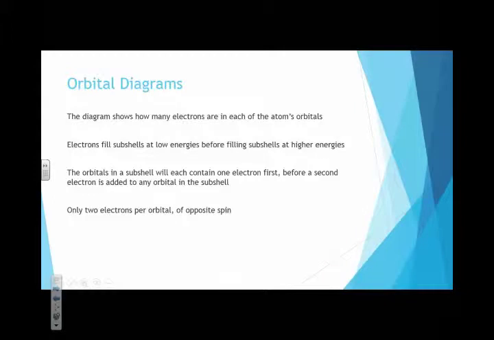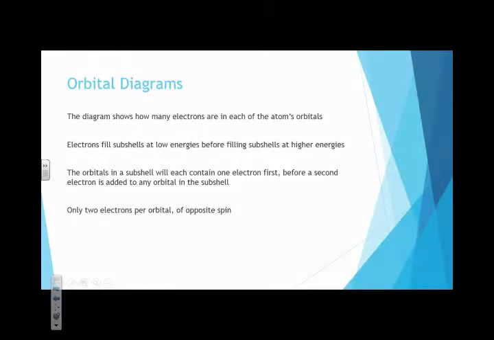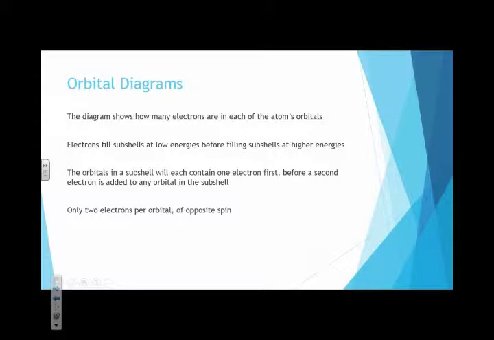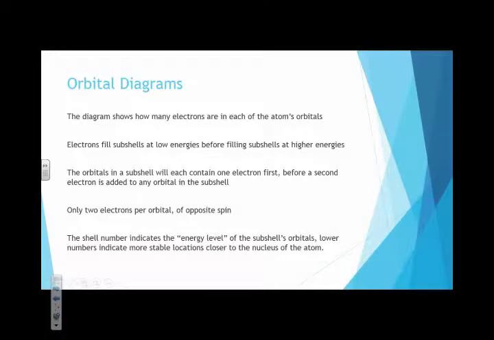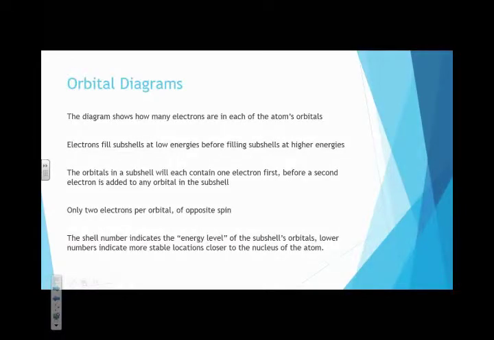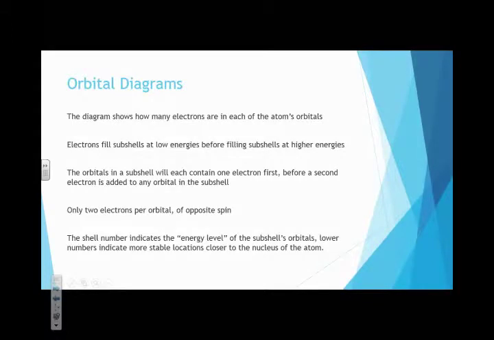Spin is a quantum mechanics property, which we won't talk about too much here in this video, except to say that it allows us to distinguish electrons in a particular orbital. Your shell number is going to indicate the energy level of your subshell's orbitals. If you have a lower number, that will tell you that your subshell is closer to the nucleus and thus at a more stable energy.